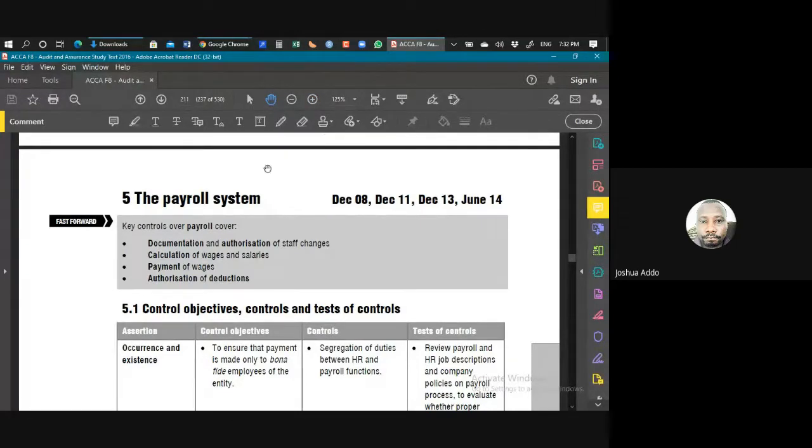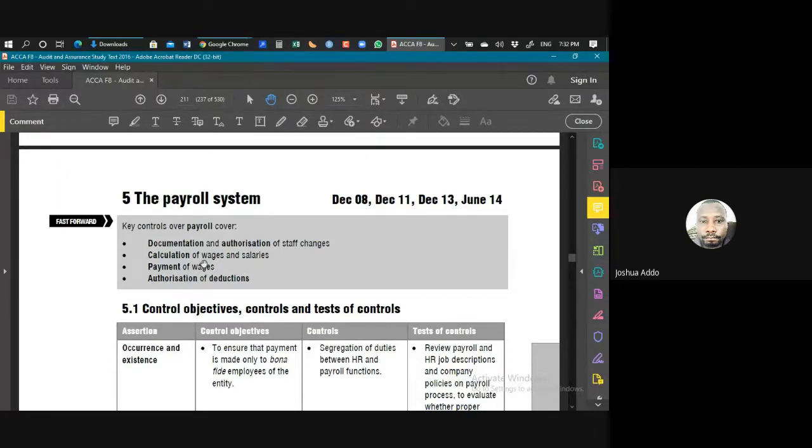So you can see the summary here. Documentation and authorization of staff changes. Of course, that's another thing you have to know because it has to do with staff. Their grades change. Some will even move from one grade to another grade. Some may leave altogether. Others may join. The database on them, the integrity around the database for the staff population, their grades, the staff grade, the hours worked, and so on and so forth.